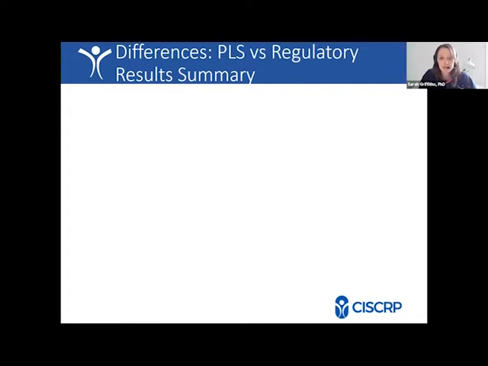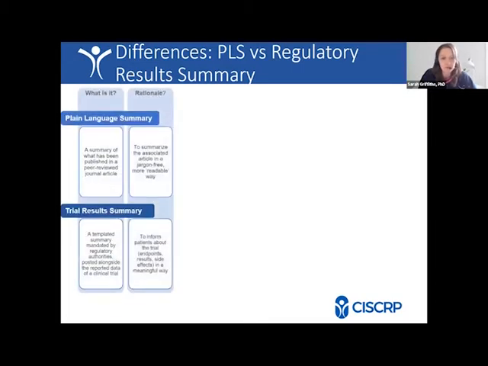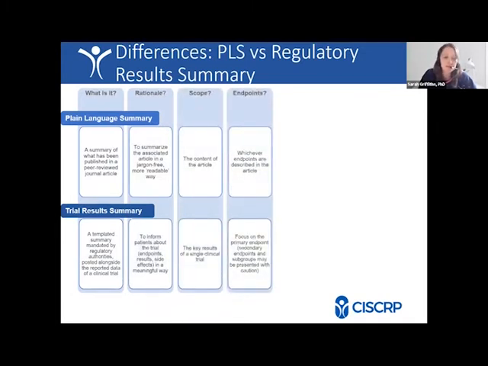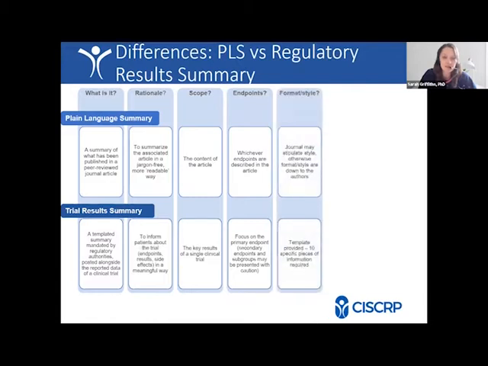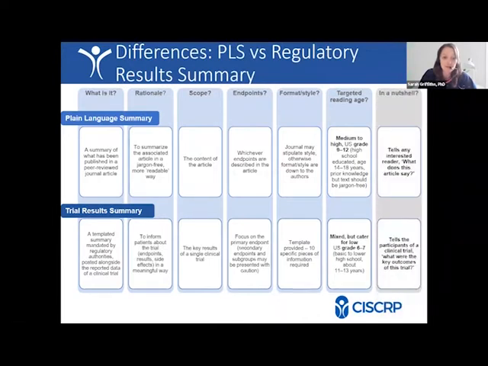Again, nomenclature, PLS versus regulatory results summaries. There's lots of differences between those, and I'll run through those quickly so we're all on the same page as to what exactly it is we're talking about. The regulatory summaries are perhaps easier to distinguish. Those are the ones that have got the mandated content, mandated by the EU, based on the key results of a single clinical study. And they're primarily to inform participants about the trial results. And they have a certain focus, particularly on the primary endpoint, certain secondary endpoints sometimes, and the safety data. And there's a template and certain information that has to be included.